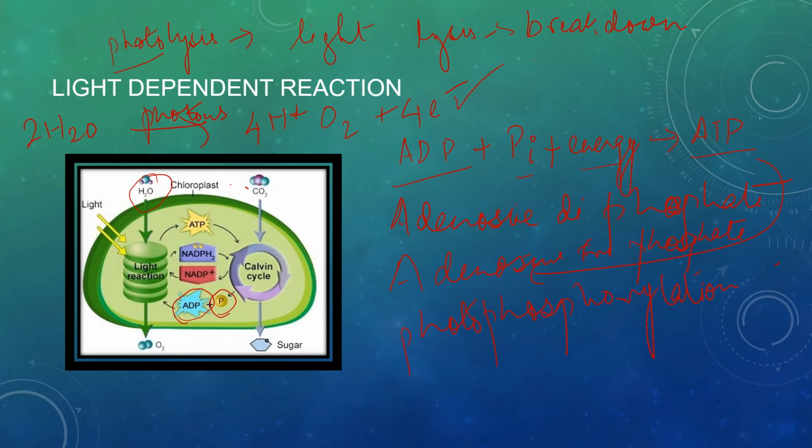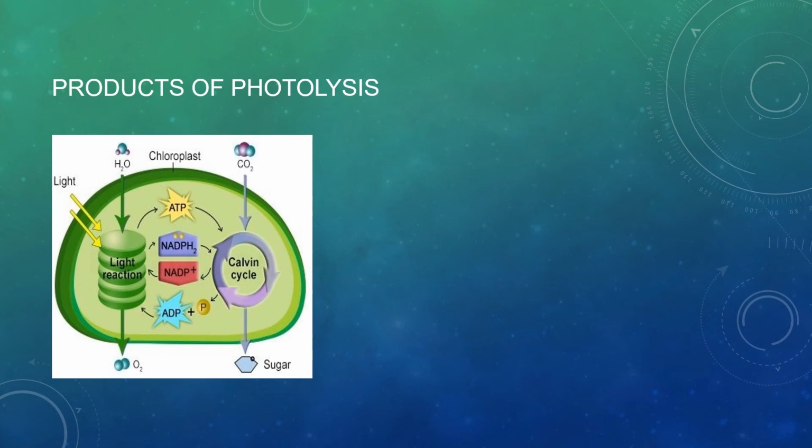Now let us move on to the next important part, the products of photolysis. NADP is reduced to NADPH. After photolysis, how is this happening? It is releasing H plus ions. NADP combines with 2 electrons and 2 hydrogen ions, forming NADPH. So this fully describes the products of photolysis.